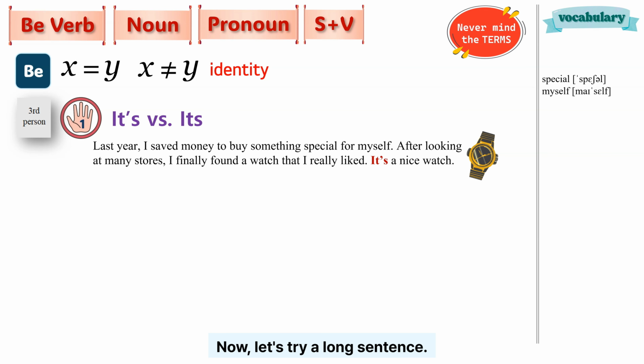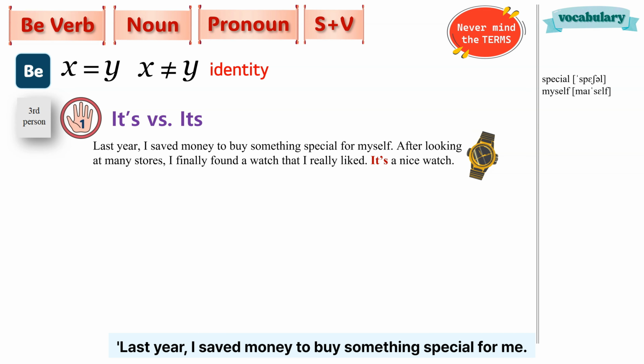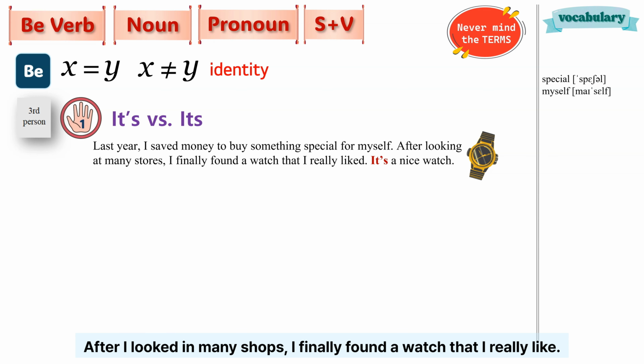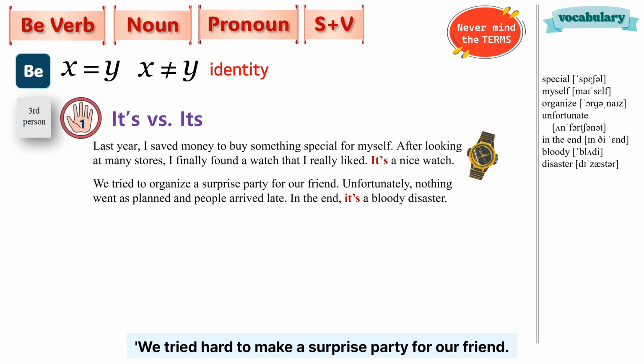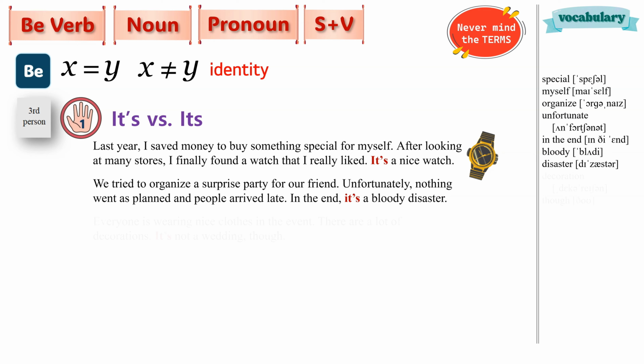Now let's try a long sentence. Again, we will take in the information in their word order. Last year, I saved money to buy something special for me. After I looked in many shops, I finally found a watch that I really like. It is a very good watch. We tried hard to make a surprise party for our friend. Sadly, nothing went right with the plan. People also came late. In the end, it was a terrible disaster with blood everywhere. This last part is a figurative expression. It means it was really bad, it was a failure.